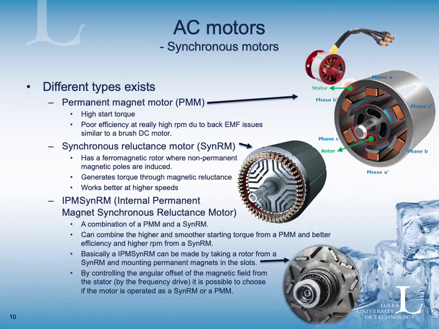By controlling the angular offset of the magnetic field from the stator by the frequency drive, it is possible to choose if the motor is operated as a synchronous reluctance motor or a permanent magnet motor. So you can sort of switch mode with a good control system. So you have one motor when it's low RPM and you have another motor characteristics at higher RPM. This is used in some electric car manufacturers.